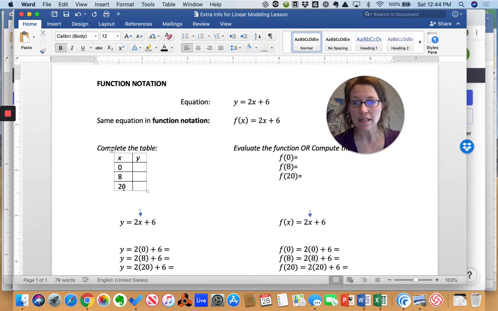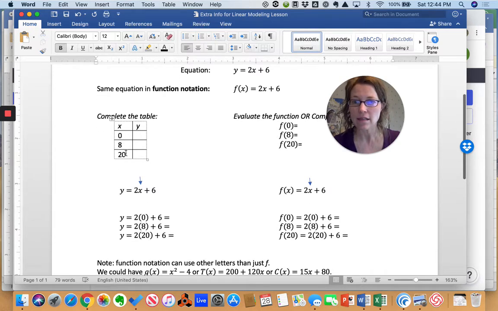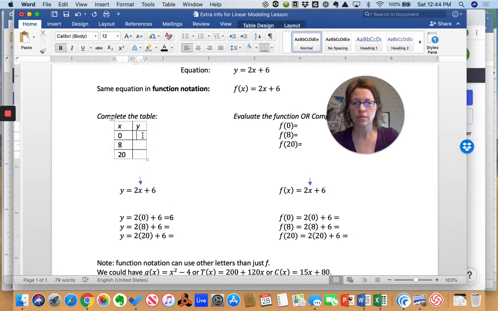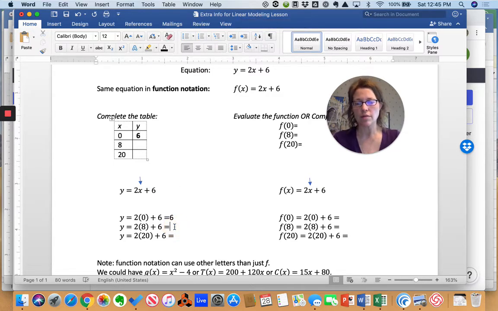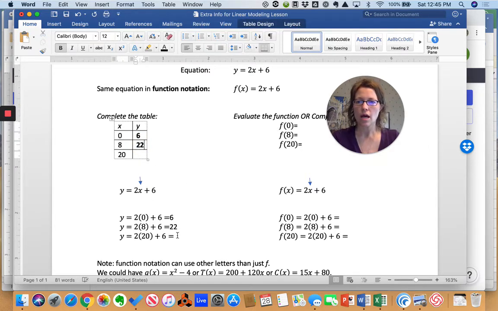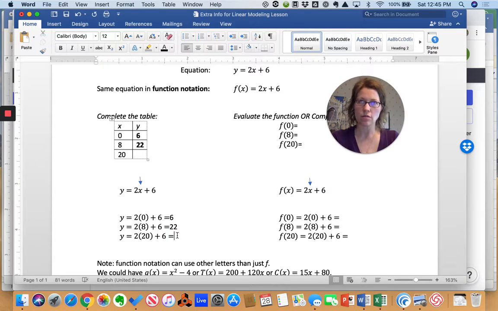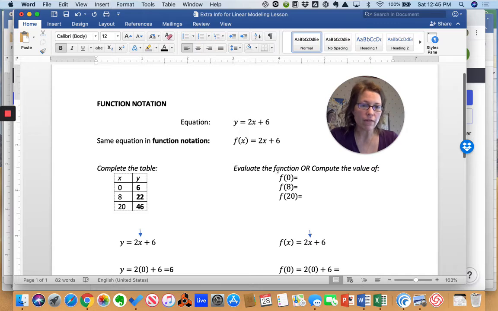So in order to complete this table of values, I would just take the x numbers and plug them in for x. So when x is 0, what is y? I plug in 0. 2 times 0 plus 6. Oh, that's 6. So there we go. Then for 8, 2 times 8 plus 6. 2 times 8 is 16, plus 6, 22. Okay, I can complete that table. 2 times 20 plus 6. 2 times 20 is 40 plus 6. Okay. There we go.